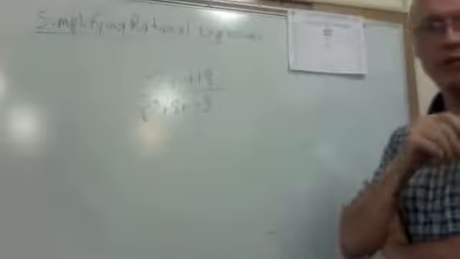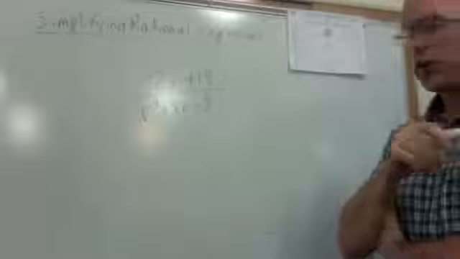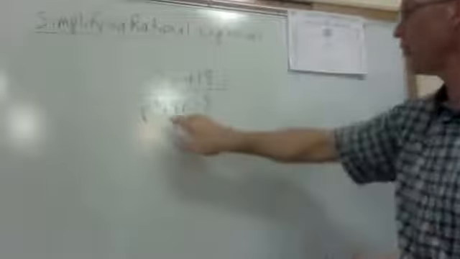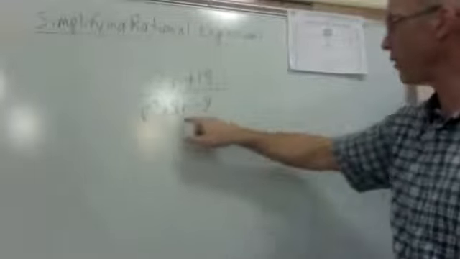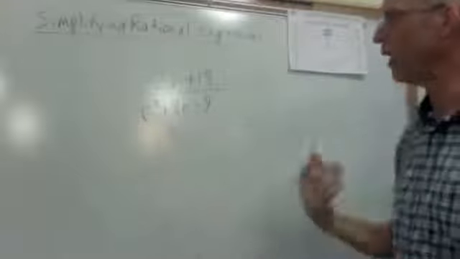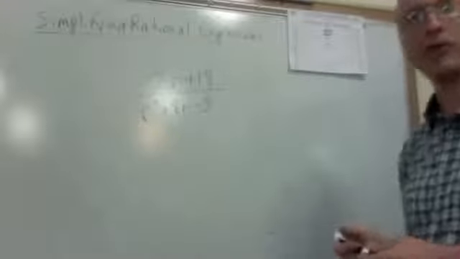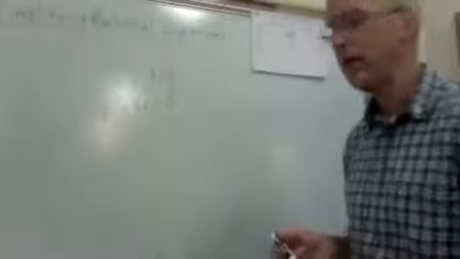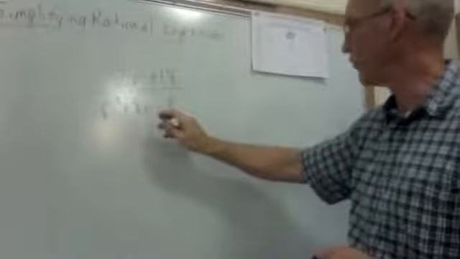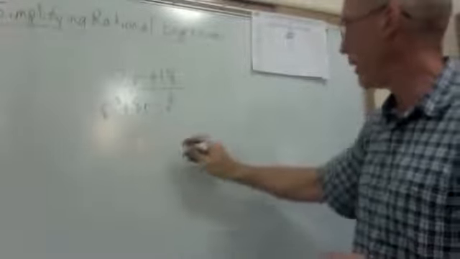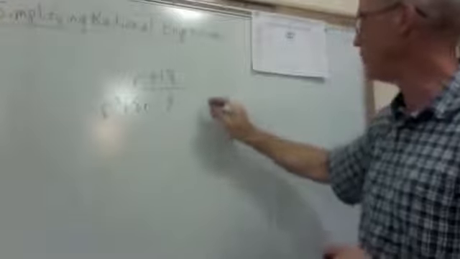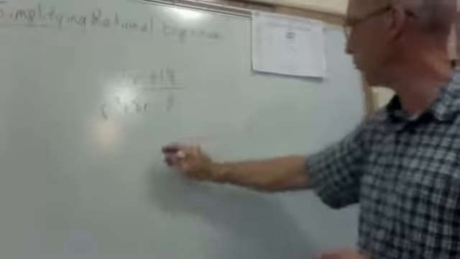Okay, how'd you do? Well, let's first work on getting excluded values. And usually, or sometimes, you're going to have to factor this. So let's look at this bottom one, and we could factor that into two binomials.